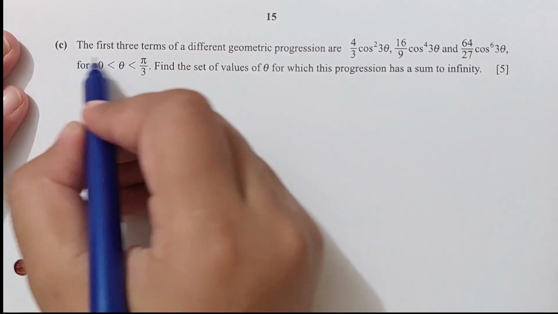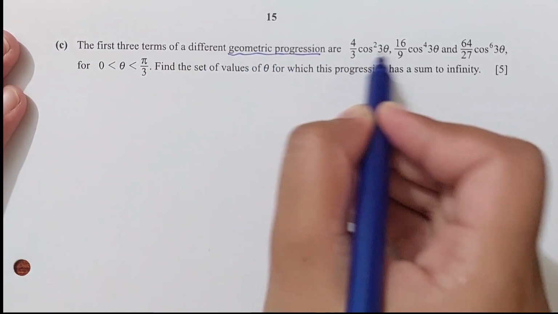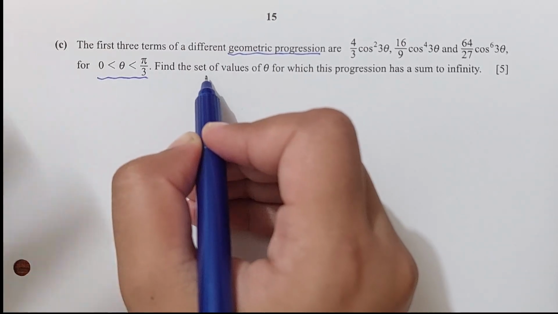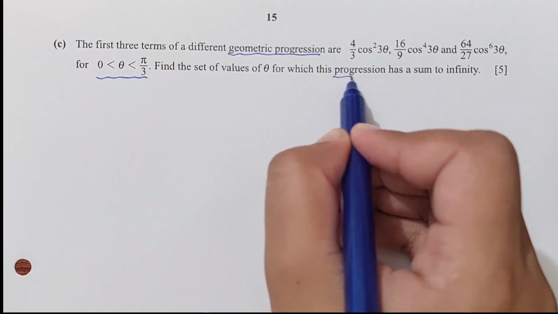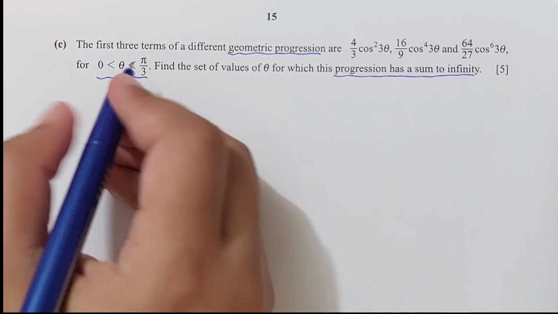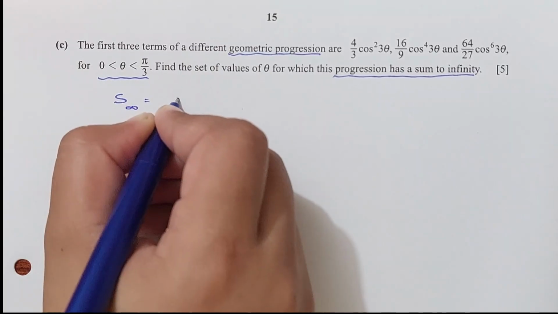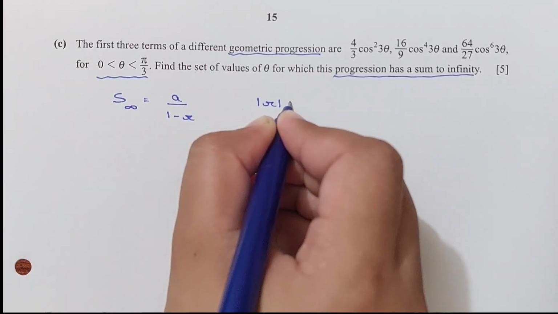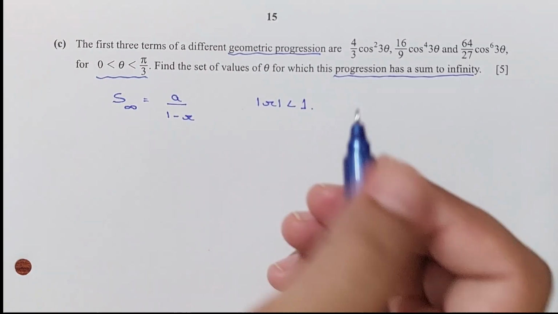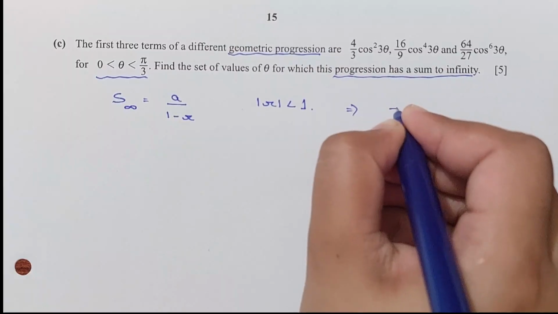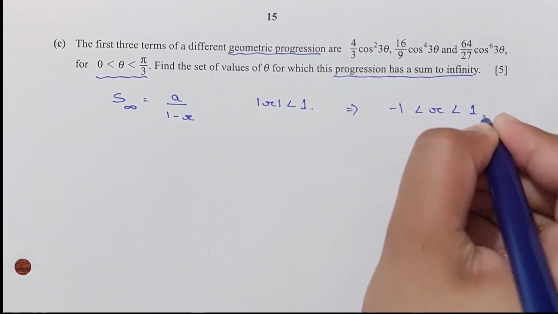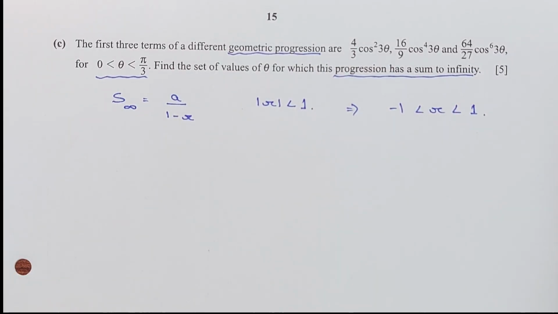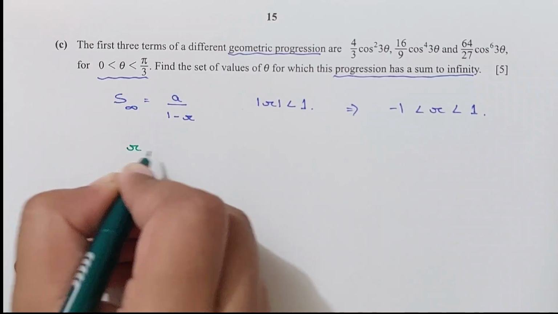Now for part C, the first three terms of a different geometric progression are these, for theta between 0 and pi by 3. This is a range. Find the set of values of theta for which this progression has a sum to infinity, right? So we have S infinity equals the first term over 1 minus the common ratio, when the absolute value of r is less than 1, or we can say minus 1 is less than r is less than 1. So this geometric progression has a sum to infinity when the common ratio is between minus 1 and plus 1. Let me solve for r first.